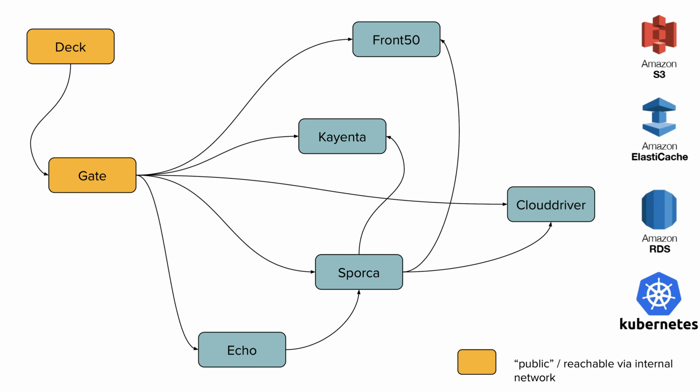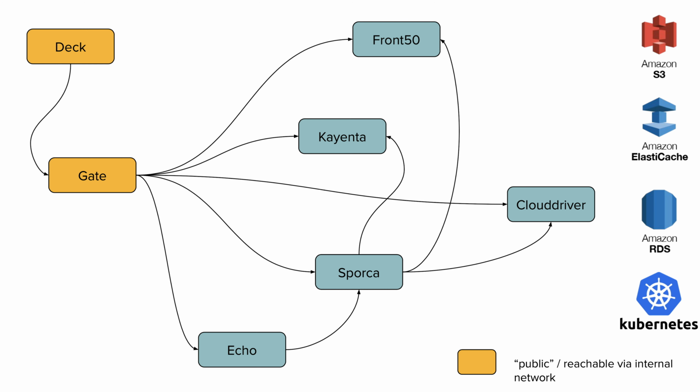So this is a pretty standard Spinnaker setup. Deck and Gate are exposed to our internal network. Obviously Deck, that's how people deploy. Gate, we might have someone that actually wants to call into the API directly. Then we have all of the other services. We run Front50, Kayenta, Clouddriver, Echo, and Sporka. You might be confused, Sporka, why not Orca? So fun fact, OneTouch services are unique by name. Orca already existed, so Spinnaker's Orca became Sporka. So yeah, we had to deal with that.